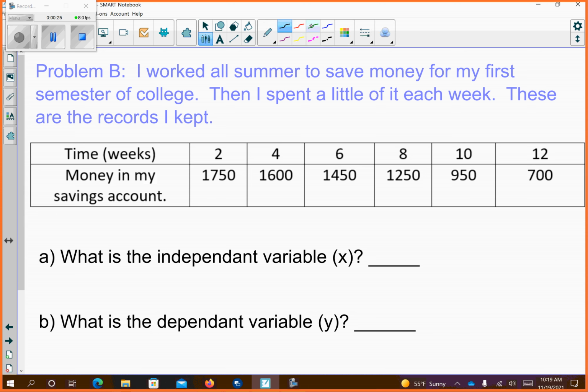So let's figure these out. Independent would be time, and being we're dealing with weeks, not minutes or seconds or hours. And then the dependent is money in the savings account. Okay, that's basically all you'd have to put.